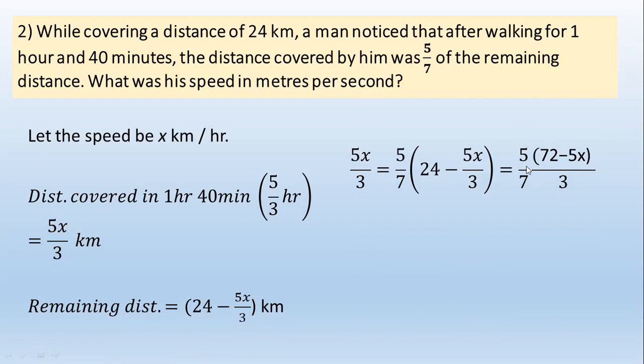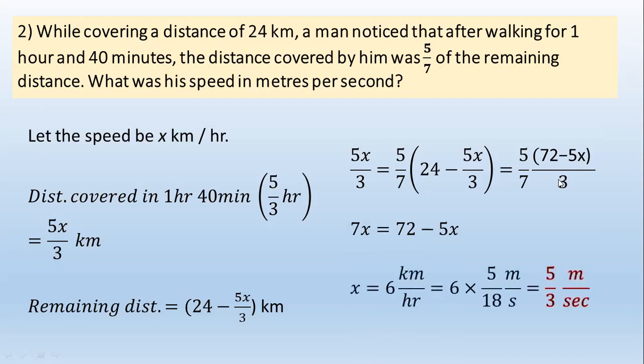By cancelling out 5 by 3 from both the ends and simplifying further, we can get 7x is equal to 72 minus 5x. Simplifying further, we can find out x is equal to 6 km per hour, which is the speed, but we are required to find it out in meter per second. So 6 into 5 by 18 meter per second, which is equal to 5 by 3 meter per second. Let's move to the next example.